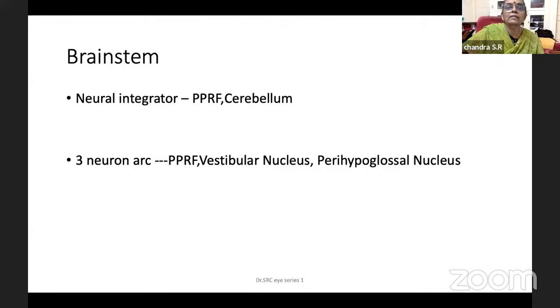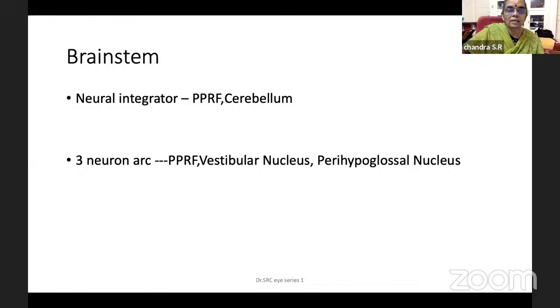Then we'll come to the brainstem. The brainstem, what are all the structures? So we started with the higher control, then we came to the element, and now we are coming to the brainstem. In the brainstem, this information is processed in the neural integrator. So what is the neural integrator? It integrates the position of the target, position of the eye, position of the head, and produces a formula so that the correct speed, velocity, and amplitude of the eye movement is formulated.